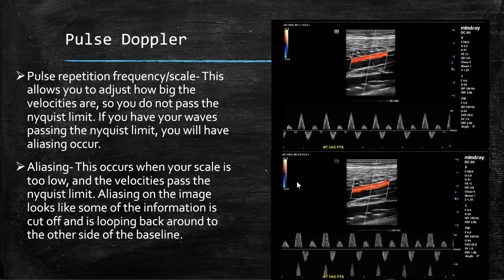Pulse repetition frequency / scale. This allows you to adjust how big the velocities are so you do not pass the Nyquist limit. If you have your waves passing the Nyquist limit, you will have aliasing occur. So this right here, down here, is considered aliasing. See how it wraps around the information? It's getting cut off and comes back around. The way to avoid that is adjusting your frequency or scale, like this one's adjusted correctly.